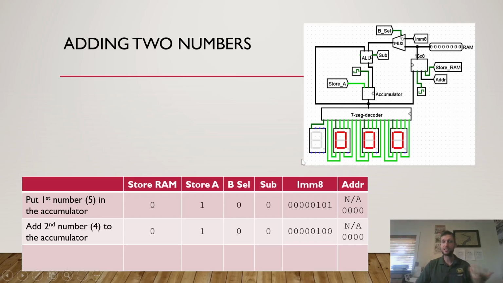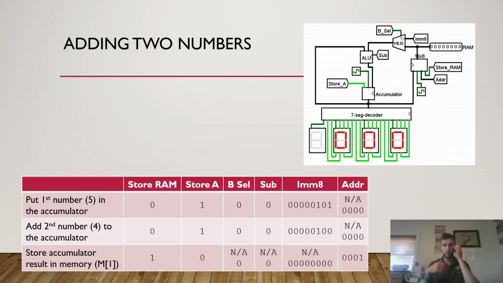Okay, so next I want to add my second number to the value in my accumulator. We'll say it's 4. Similarly to before, I'm not storing anything in RAM, but I am storing something in my accumulator. I'm going to use a value that's in the immediate field, and I'm adding it, not subtracting it. The value I want to add is 4. The accumulator had 5 to begin with, so the result should be the accumulator 5 plus the immediate value 4, and that should put the value 9 in my accumulator. Again, the address can be 0.